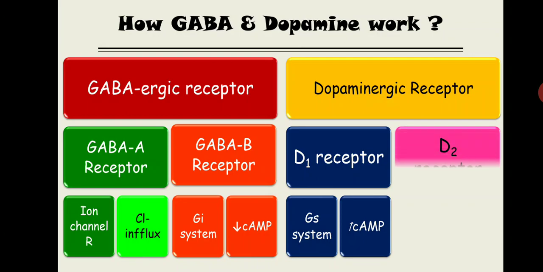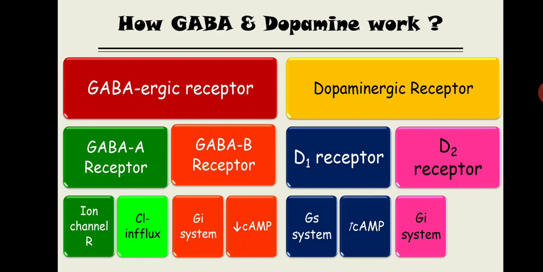While the D2 receptor is basically a Gi system, so it decreases the cyclic AMP via inhibiting adenylyl cyclase. So you can see that dopamine, by working on the D1 receptor, will activate the cell, and dopamine, by working on the D2 receptor, will inhibit the cell. This is all about the G protein coupled receptor.